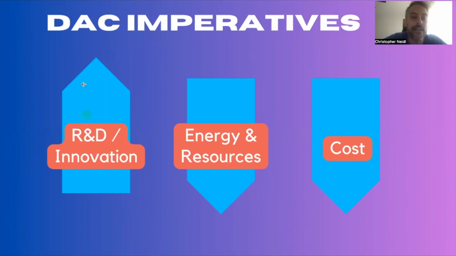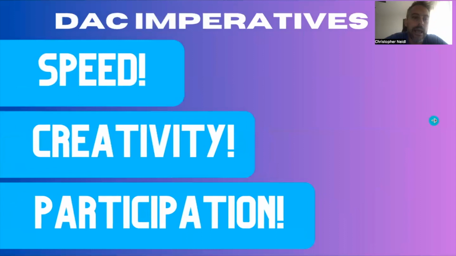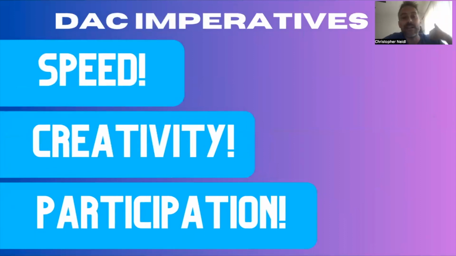Lots more R&D and innovation have to happen to make the technology perform better. We need to reduce the energy and resources that are required to build and operate DAC. And we need to really bring the cost down from where it currently is as a new technology to where it has to be in order to be really high impact. And so in order for this to happen, we need to move really fast on all of those fronts. We need to involve a lot of creativity and novel thinking to overcome the technical and business and implementation challenges that DAC is going to face.